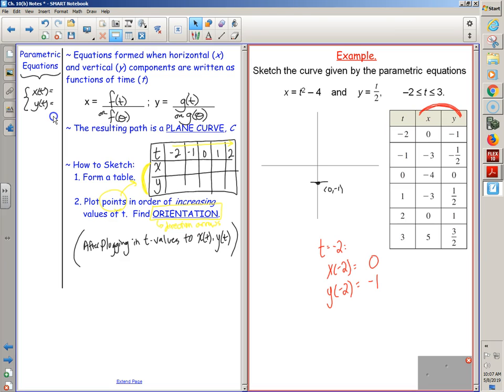Okay, so do we have to copy the table? Yeah, I would. Just so you get the idea of, okay, take t's, plug into x, plug into y. Now graph those points. In increasing order, don't just go haphazardly. I'll plot this one, I'll plot that one. I like this one. Go in order. Time moved from -2 to 3 this way, so you move from -2 to 3 in the same direction.